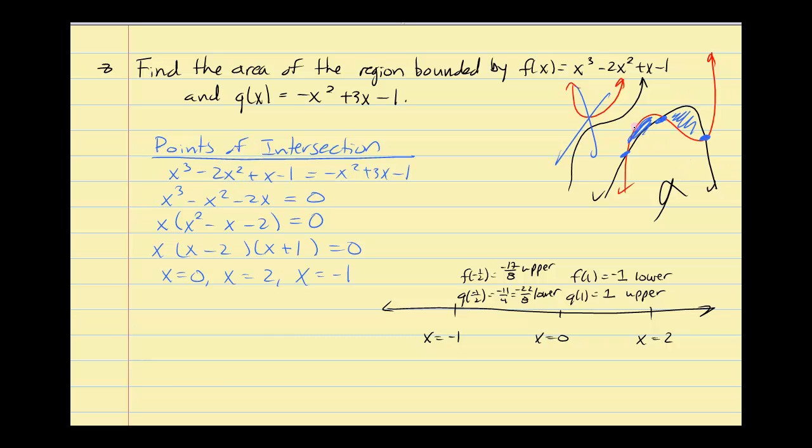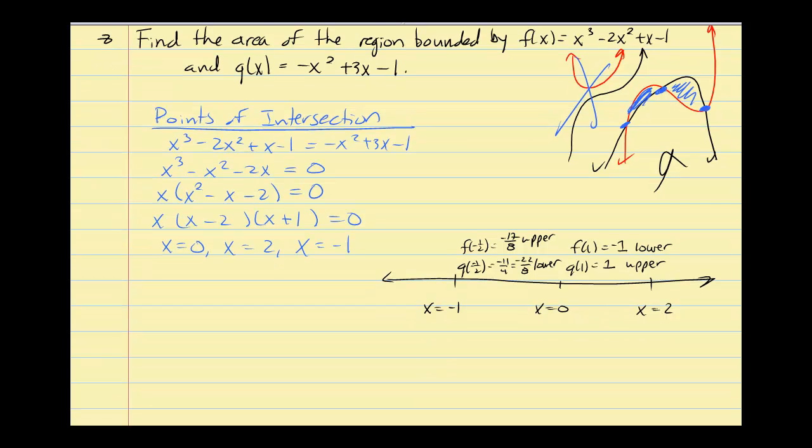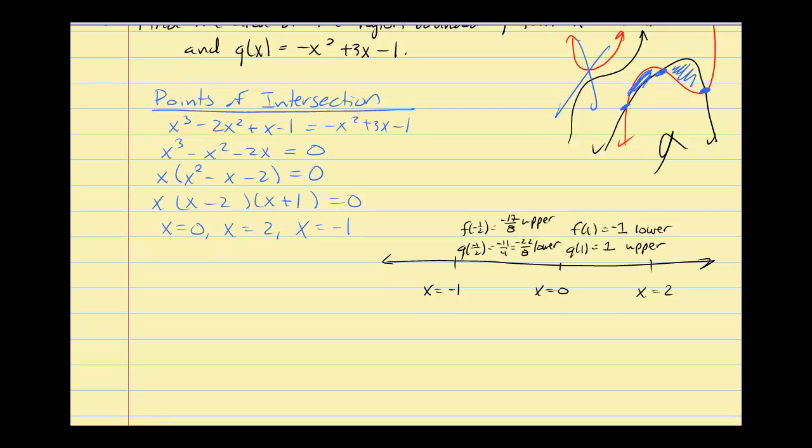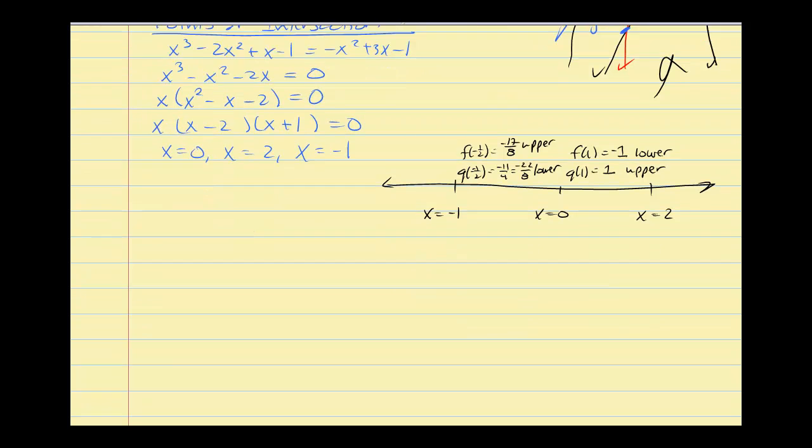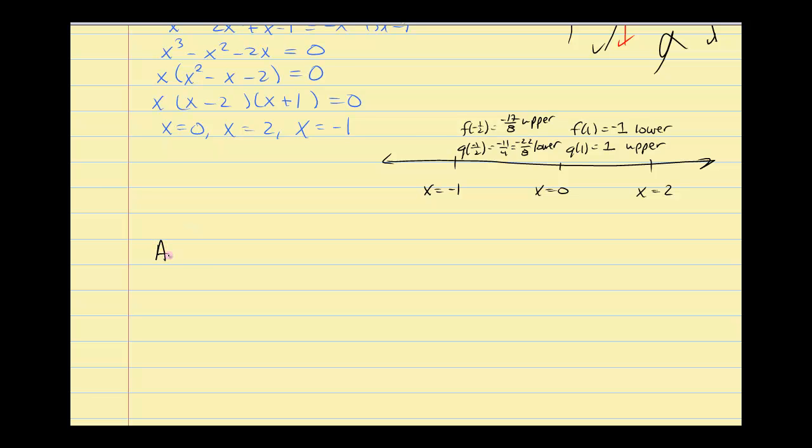But notice my third degree polynomial is my upper here, and then over here my third degree polynomial is my lower. So in order to find my area here, I need to set up 2 integrals because my upper and my lower change. If my upper and lower were the same across this entire interval, I could just set up 1 integral. So my area would start out with the integral from negative 1 to 0.